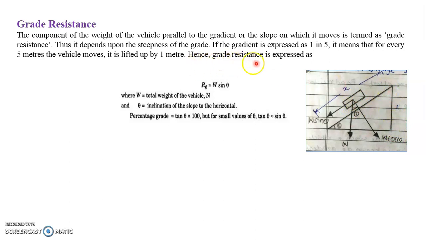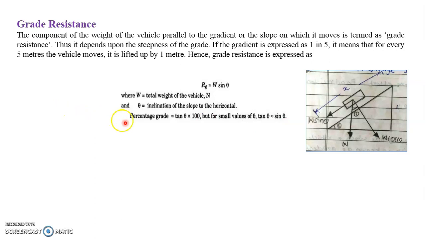Hence, the grade resistance is expressed as Rg equals W sin theta, where W is the total weight of the vehicle in Newtons and theta is the inclination of the slope with the horizontal. It is shown here: this is the inclination of this steep gradient with the horizontal.